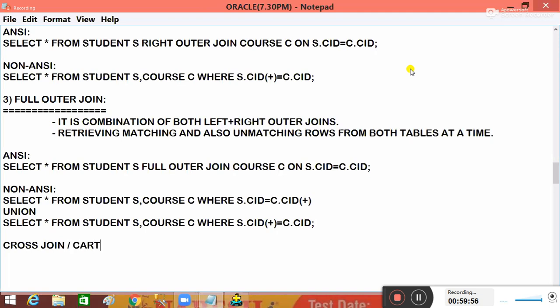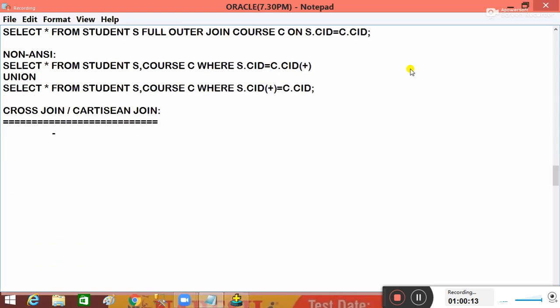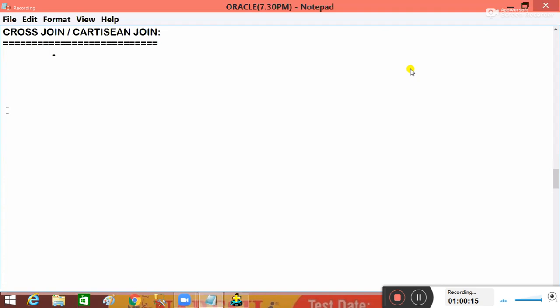Cross join, or we can say Cartesian join. So basically, what is a cross join? Cross join. So now we can go for that.